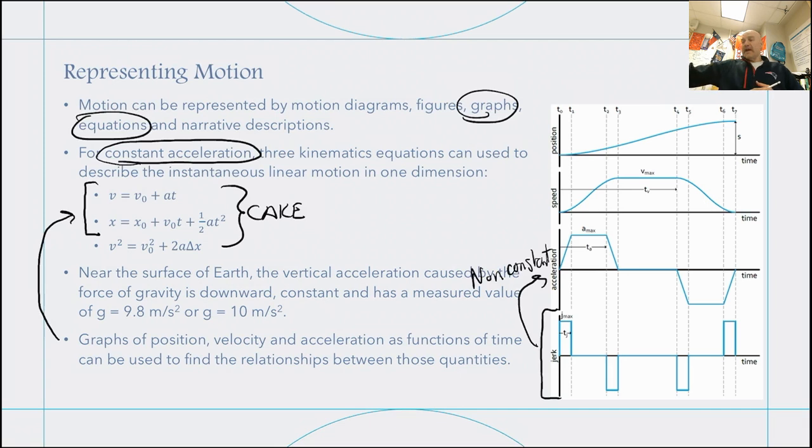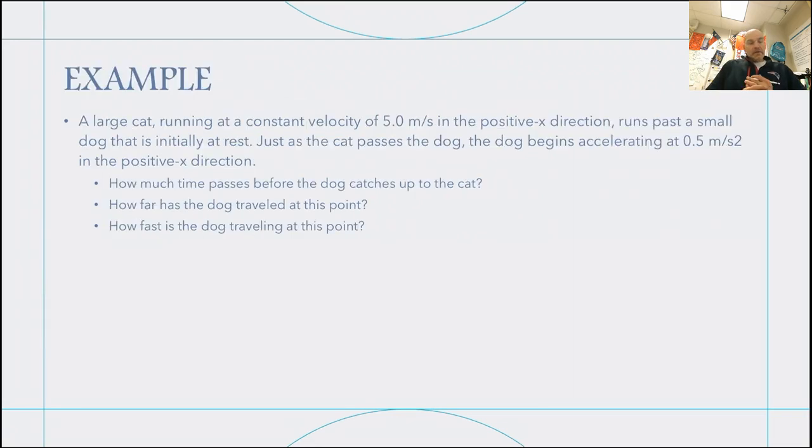All right, let's look at an example problem of representing motion. Here we have a large cat running at a constant velocity of 5 meters per second in the positive x direction. It runs past a small dog that is initially at rest. Just as the cat passes, the dog begins accelerating at 0.5 meters per second squared in the positive x direction. How much time passes before the dog catches up to the cat? How far has the dog traveled at this point? And how fast is the dog traveling at this point?